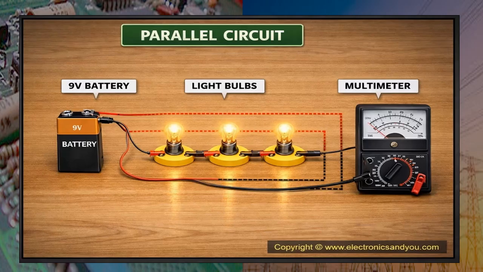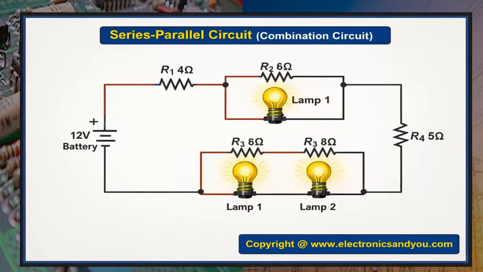Current differs based on the load capacity of each of the loads, and then the voltmeter is connected in parallel with the lights. This is a series parallel circuit. When you look at lamp 1 and lamp 2, they are connected in series, and then when you see lamp 1 and that 6 ohm resistor there, they are in parallel. So it's a combination of series parallel.